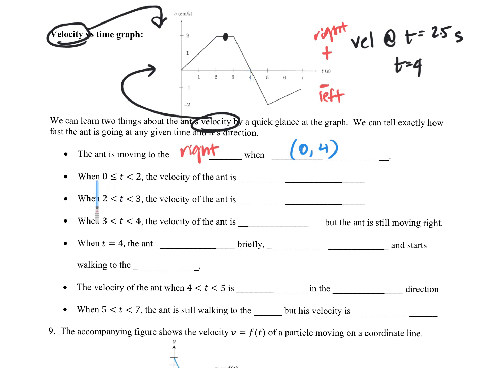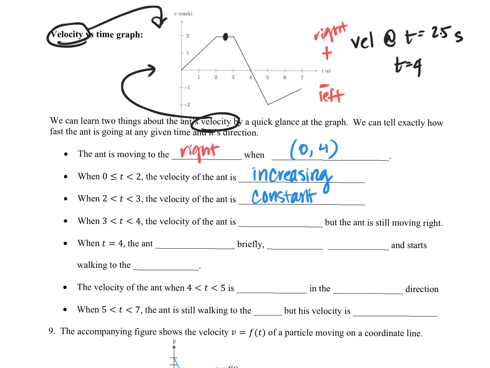Then I break it down a little bit. What about just from 0 to 2? The velocity of the ant is doing what? It is increasing. My velocity is getting bigger. This is 1 centimeter per second. This is 2 centimeters per second. So I'm going to go ahead and say it's increasing here. What about between 2 and 3? What is my velocity doing? It's constant. He's cruising at 2 centimeters a second. For an ant, I'd say that's kind of fast.